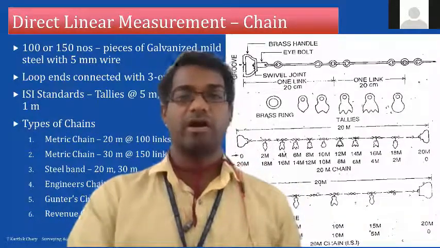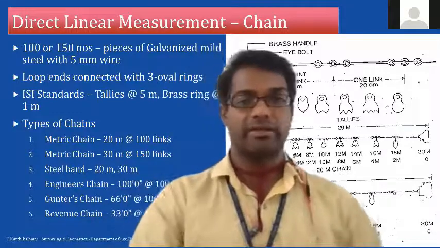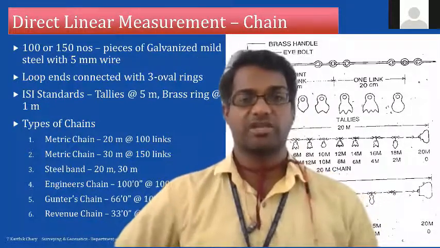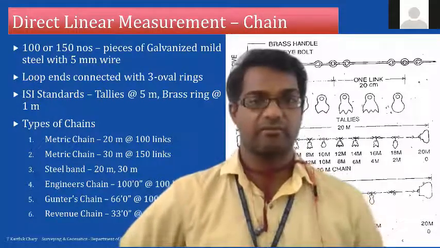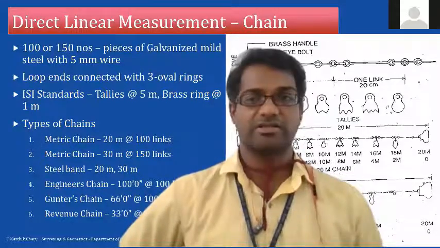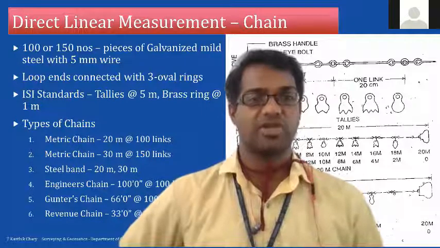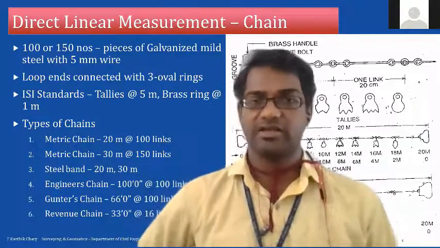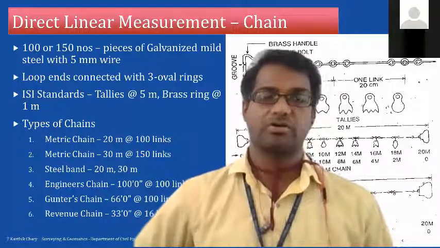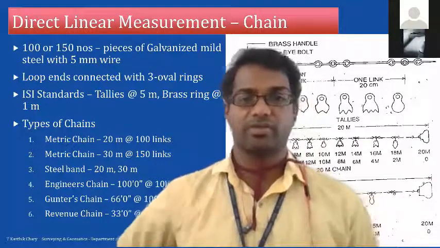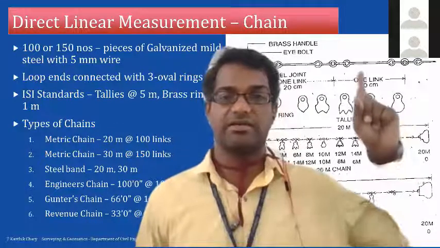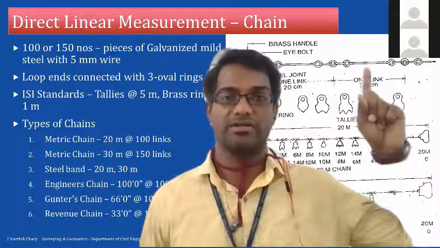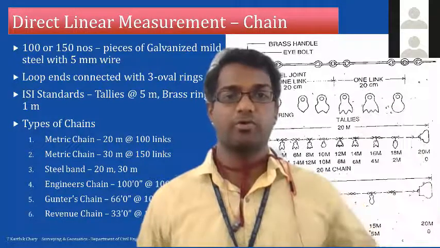Now we go to the direct method. If you want to do direct linear measurements, one of the instruments we use is the chain. What is the chain all about? I have been talking about the chain for two days. A chain is an instrument with which we can do linear measurements, like a tape you have seen. Here you can see it is a round material, a wire of 3 mm.